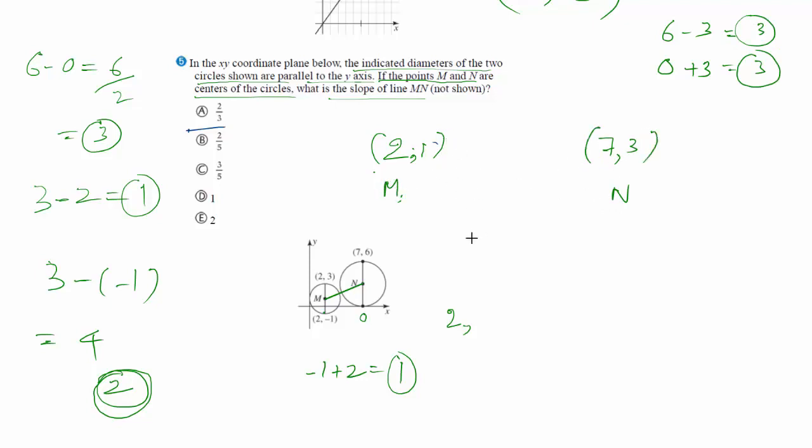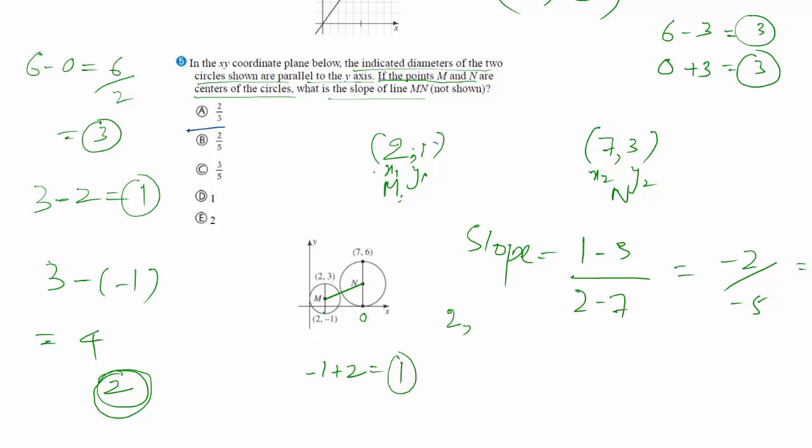Now we can simply use the slope formula. You can write x1, y1, x2, y2. So y1 minus y2 means 1 minus 3, divided by x1 minus x2, which is 2 minus 7. So that's negative 2 divided by negative 5, which is equal to 2 over 5. 2 over 5, that's option B. And that is the right answer.